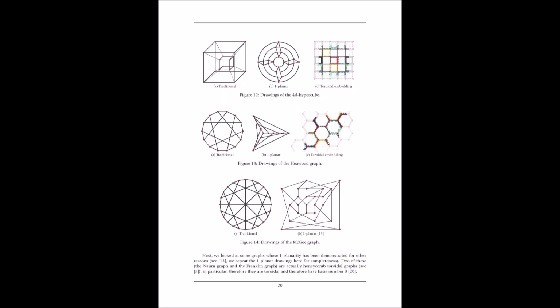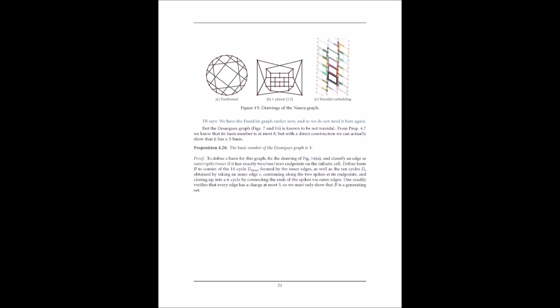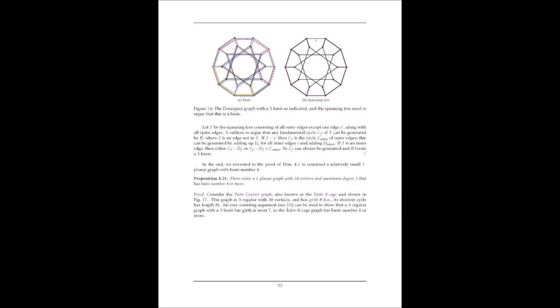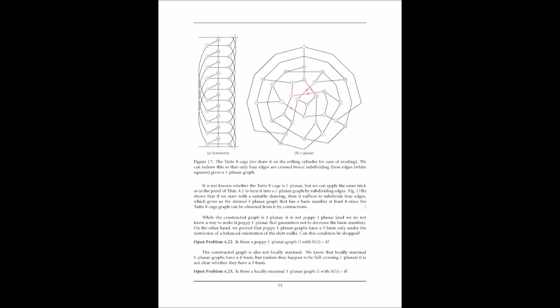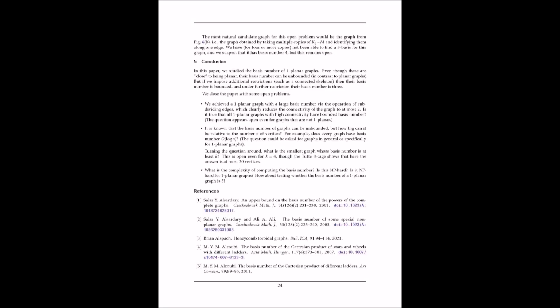Wow, that's a pretty strong statement, especially considering how wild the basis number can get for general one-planar graphs. So this poppy structure, combined with this balanced orientation, seems to impose a significant constraint. You're absolutely right. It highlights how specific structural properties can dramatically influence the complexity of these graphs. Now, before we get too excited about this basis-3 result, we need to unpack what this balanced orientation actually means. Okay, let's break that down.